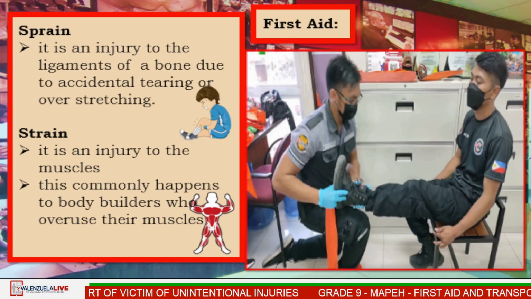Sprain is an injury to the ligaments of the bone due to accidental tearing or overstretching. Strain is an injury to the muscles which is a result of improper use of the muscles. This commonly happens to bodybuilders who overuse their muscles.